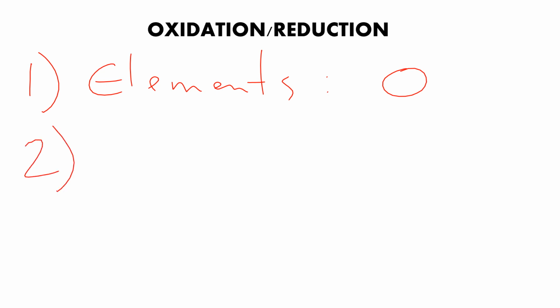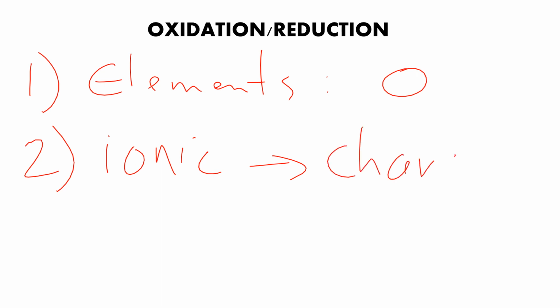So rule number 2, if you're dealing with an ionic compound, the oxidation number will be the charge on the ions. That's why magnesium was +2, not only its charge, but its oxidation state. Oxide was -2, its charge and its oxidation state.